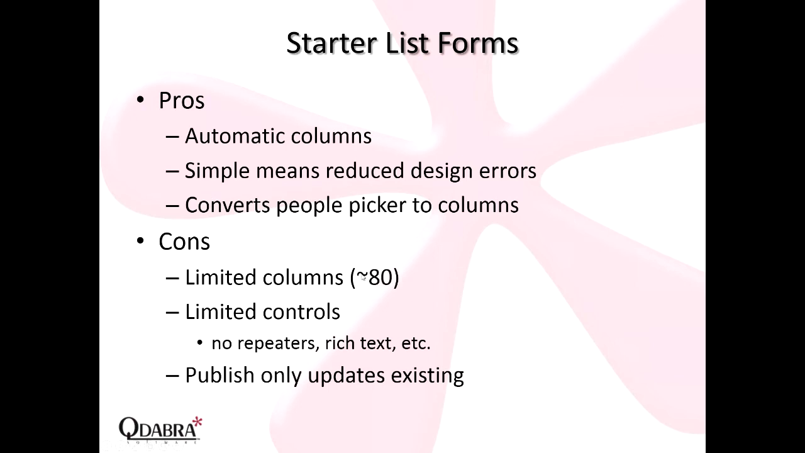Typically we see people hitting the max around 80, and when you hit the max, it's game over. You can't publish your form anymore. There are no repeating controls, and of course you can't create new lists easily from the publish option. But it's easy to use, and it will automatically map your people picker to columns.